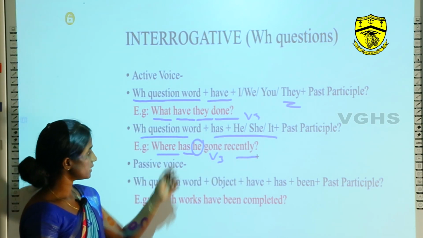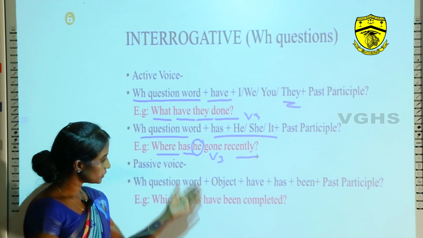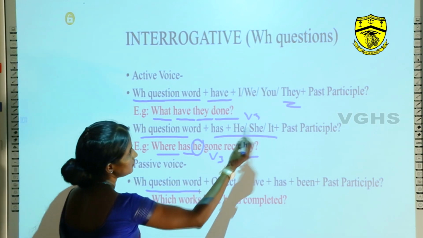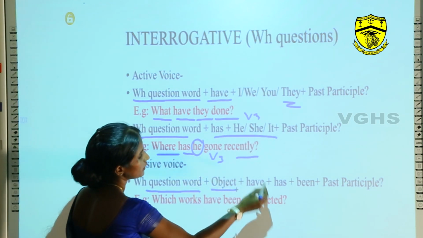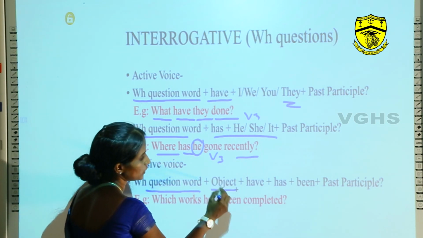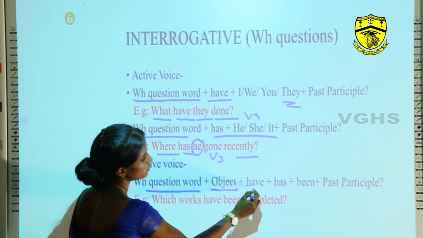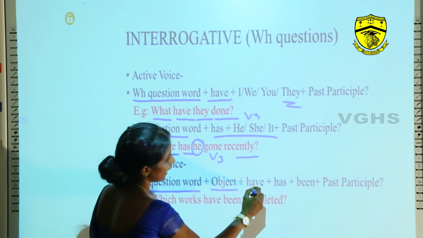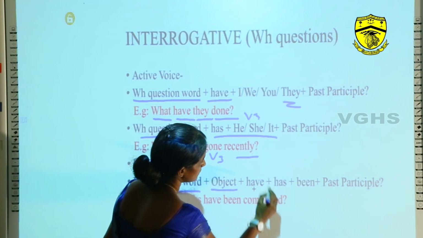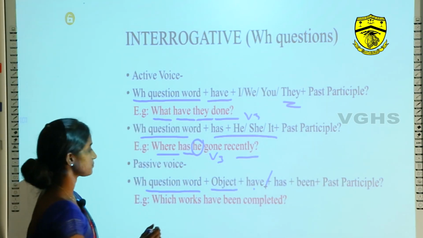This is an interrogative active sentence. When converting into passive, we also use the WH question word, then the object comes as the subject, then have or has, depending on the object. If it is singular, we put has; if it is plural, we put have. Object plus have or has plus been plus past participle.